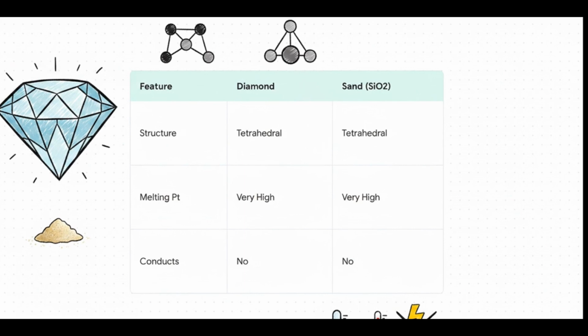Now let's compare that priceless gem to something a little more everyday, like beach sand or silicon dioxide. Despite one being incredibly valuable and the other being literally everywhere, structurally they are remarkably similar. Both of them are giant covalent structures. While diamond is pure carbon, silicon dioxide features silicon covalently bonded to 4 oxygens in a very similar tetrahedral shape. And because of this shared giant architecture, both of them possess extremely high melting points and neither can conduct electricity. The blueprint dictates the physical reality, right?